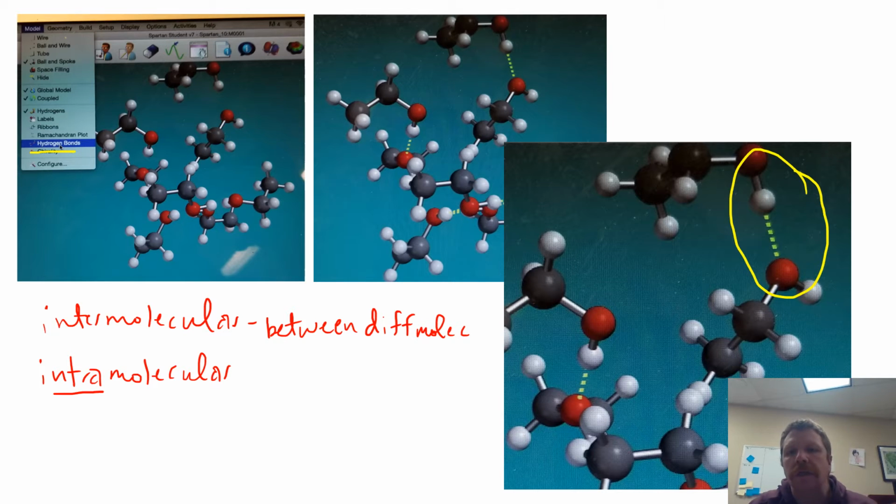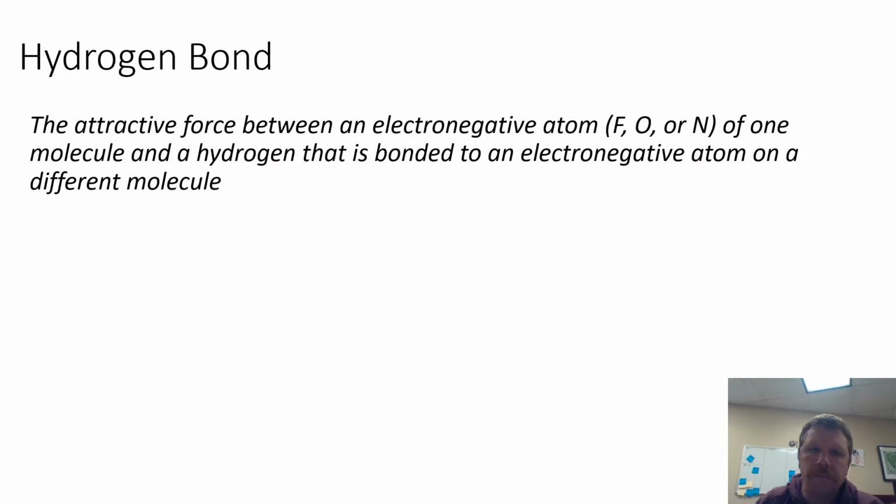What I want you to see is this molecule right here, that's one ethanol molecule, and here's an adjacent ethanol molecule. We have a hydrogen right here on one molecule and an oxygen on an adjacent molecule. We see these hydrogen bonds indicated by these dashed green lines. That's definitely worth recognizing, because that is a force that holds 2 molecules in close proximity to one another.